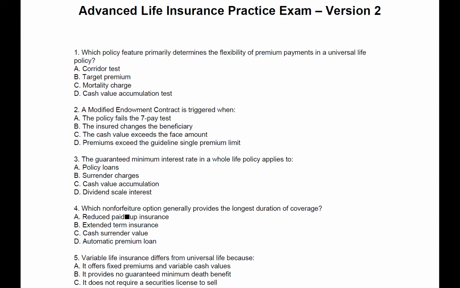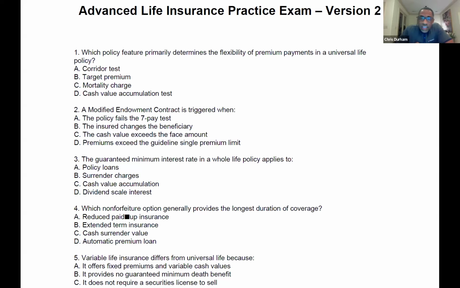Question one. Which policy feature primarily determines the flexibility of premium payments in a universal life policy? A. Corridor test. B. Target premium. C. Mortality charge. D. Cash value accumulation test. And it's going to be B. Target premium. Big target premium.